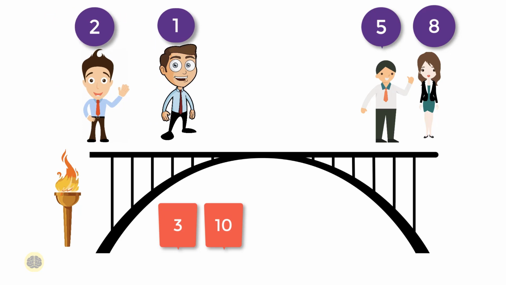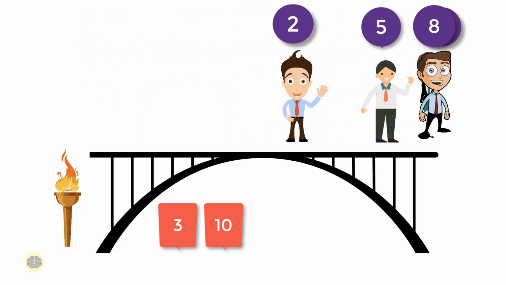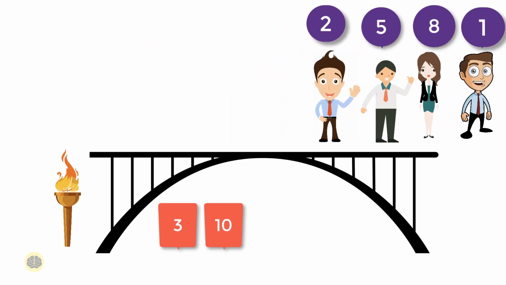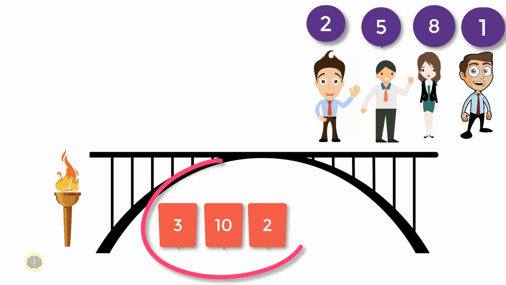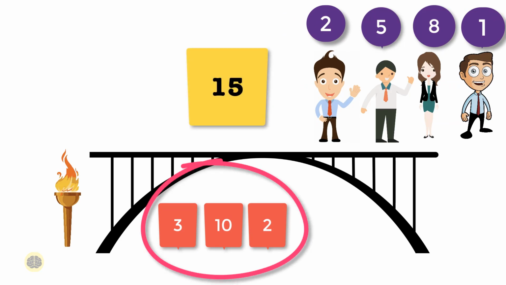At the final step, 1 and 2 cross the bridge and the time taken is 2 minutes. Now all are on the other side. Total time spent is 3 plus 10 plus 2, that is 15 minutes. And this is the shortest time needed for all four of them to cross the bridge.